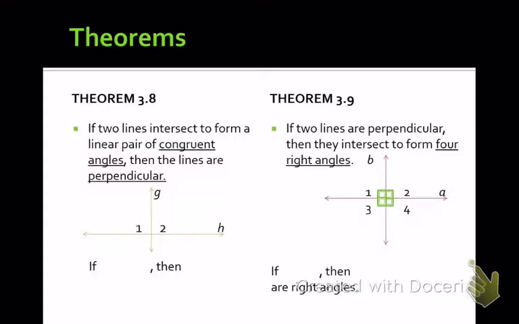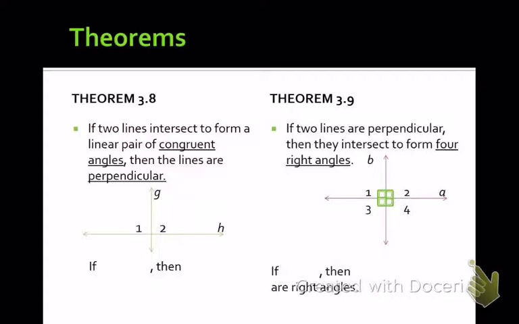First two theorems are here. 3.8. If two lines, and 3.8 doesn't really mean anything. What the theorem says means something. If two lines intersect to form a linear pair of congruent angles, then the lines are perpendicular. Now think about what that means.